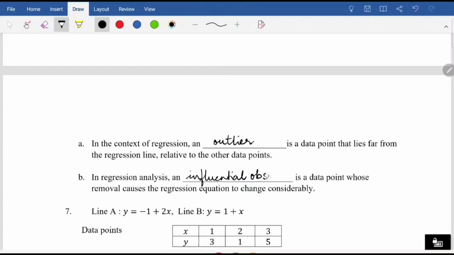So when we remove a particular data point because it seems to be an outlier to us, and we see that the regression equation has changed considerably, then that particular data point that we had removed is called an influential observation. All right.